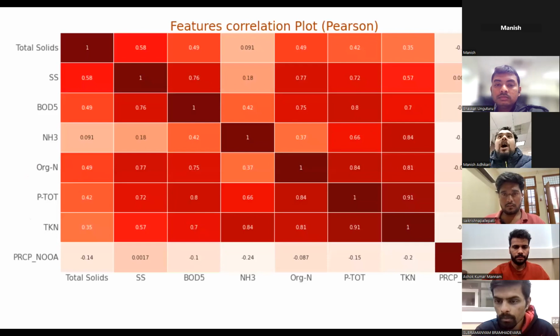So this is what we got by plotting our covariance. We can see that darker colors mean deeper correlation, and lighter colors mean less correlation. Based on this covariance matrix, we select our features. Next slide, please.